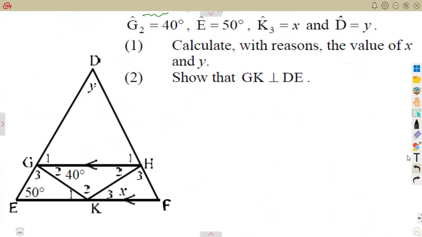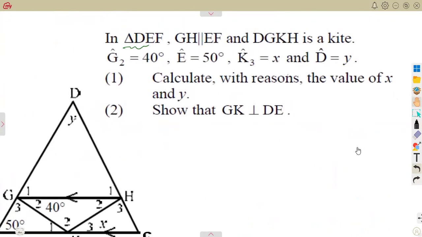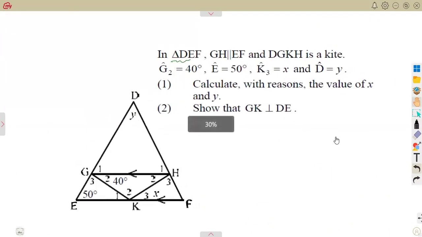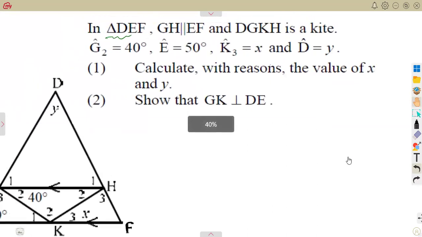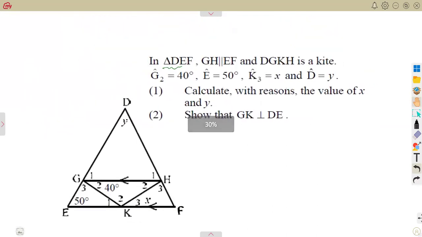There we are given that GH is parallel to, let me just reduce so that you can see it here. We are given that these two sides, GH and EF, they are parallel. Then we are also given DGKH. The whole of this is a kite. All right, from D to G to K to H, we are given a kite.